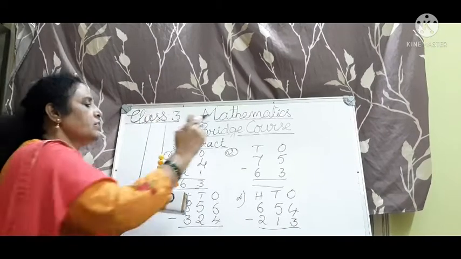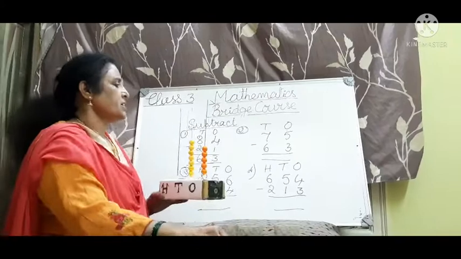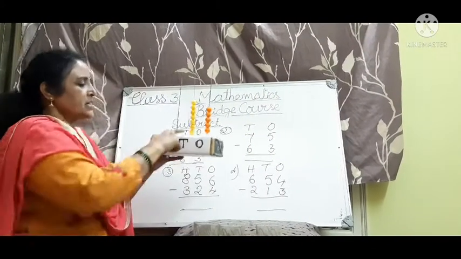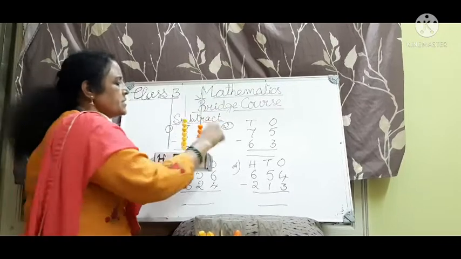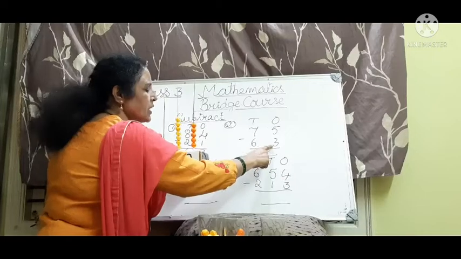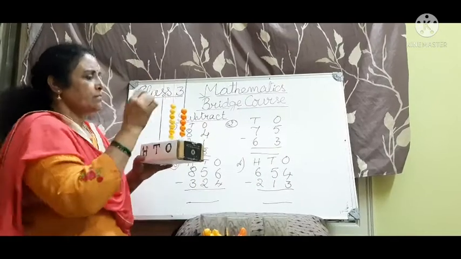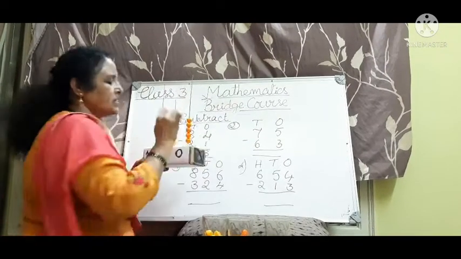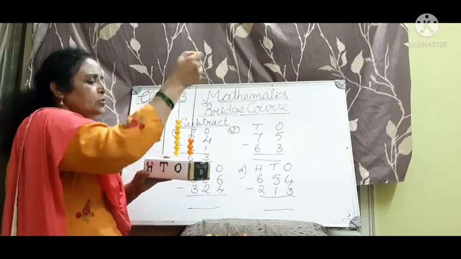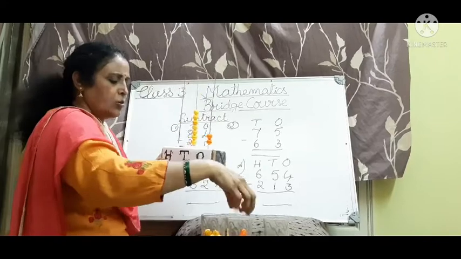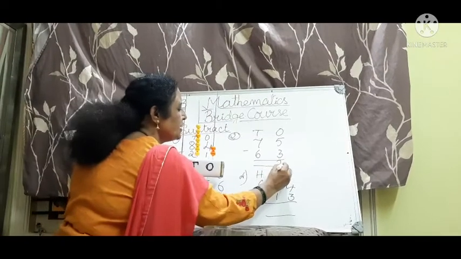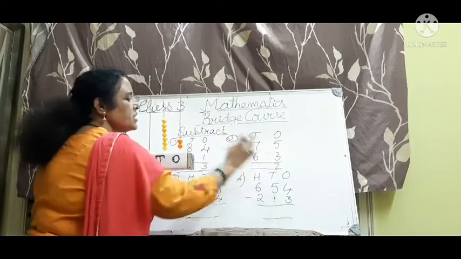Now we will move on to the next sum. 75 minus 63 we have to do. Now 5 ones minus 3 ones. How many beads do we need to take out? 3. 1, 2, 3. How many are remaining here? 2. Then 5 minus 3 is 2.